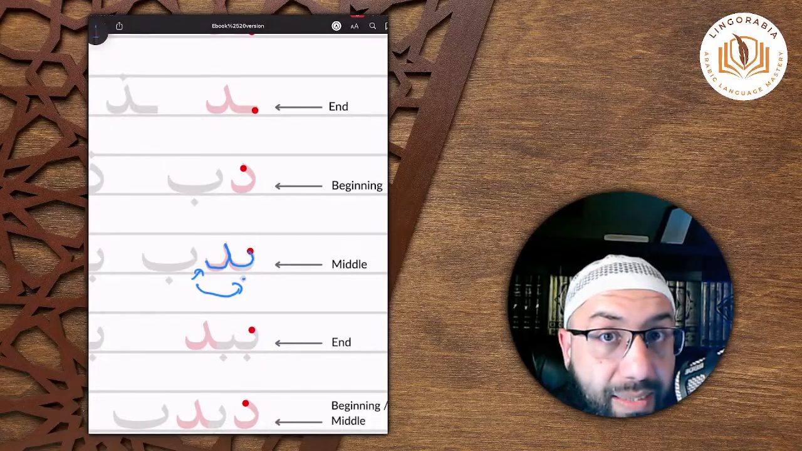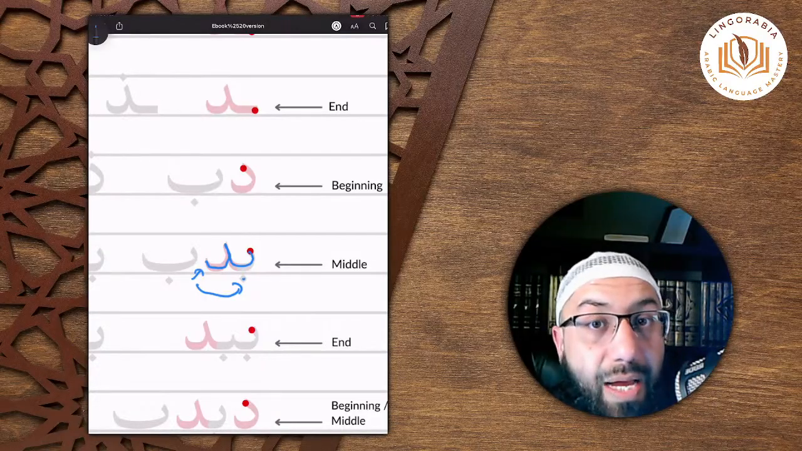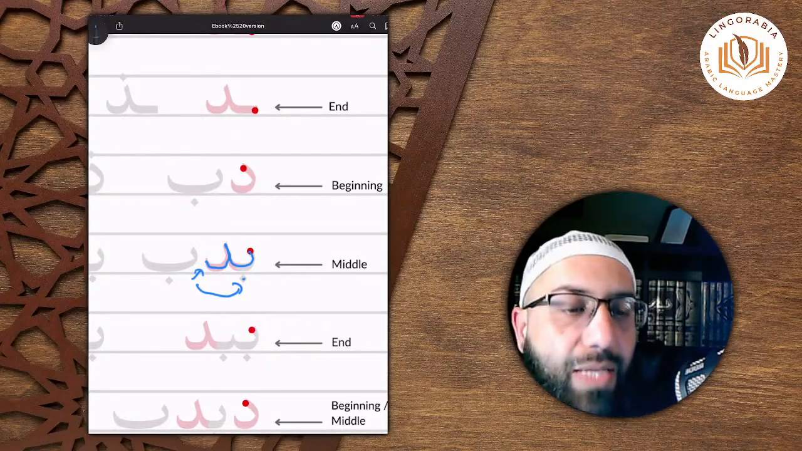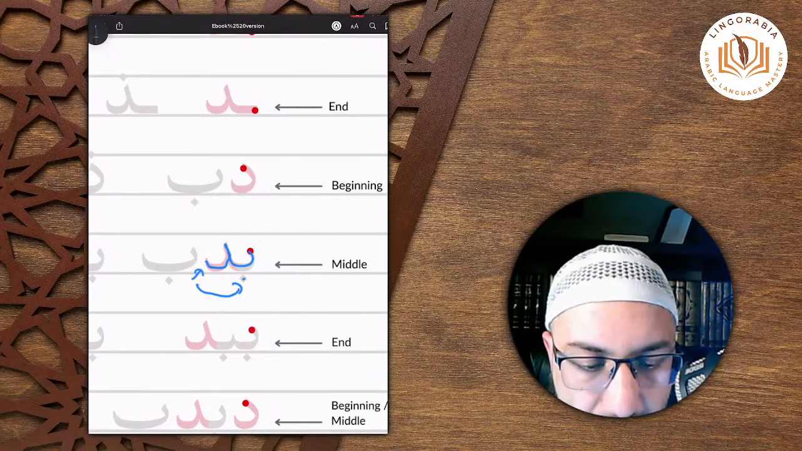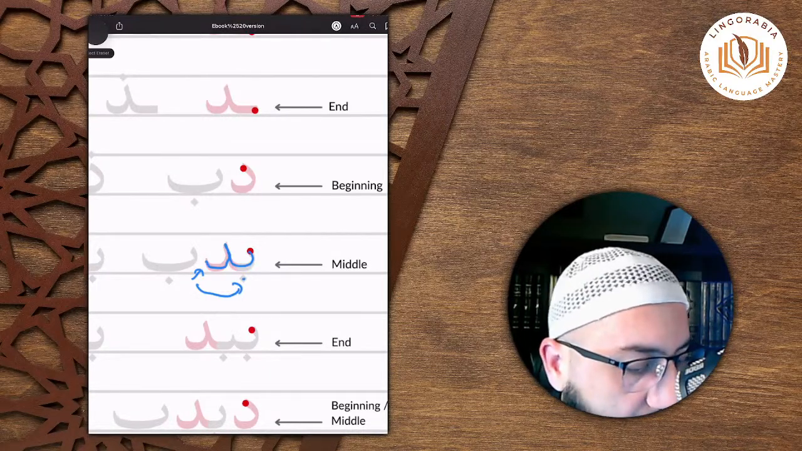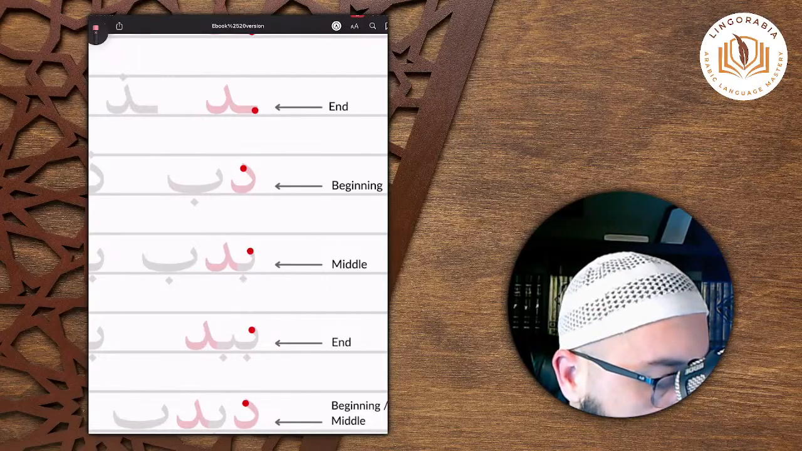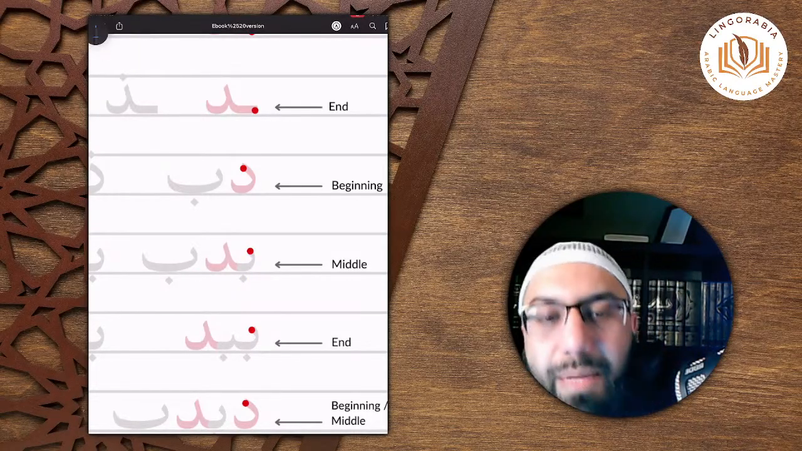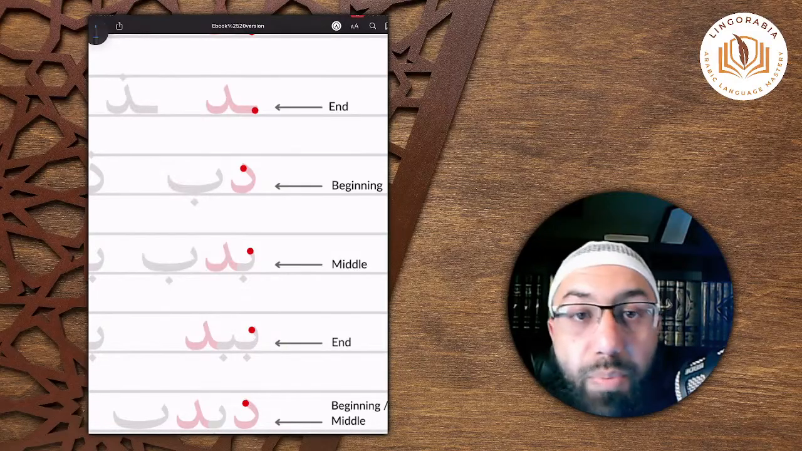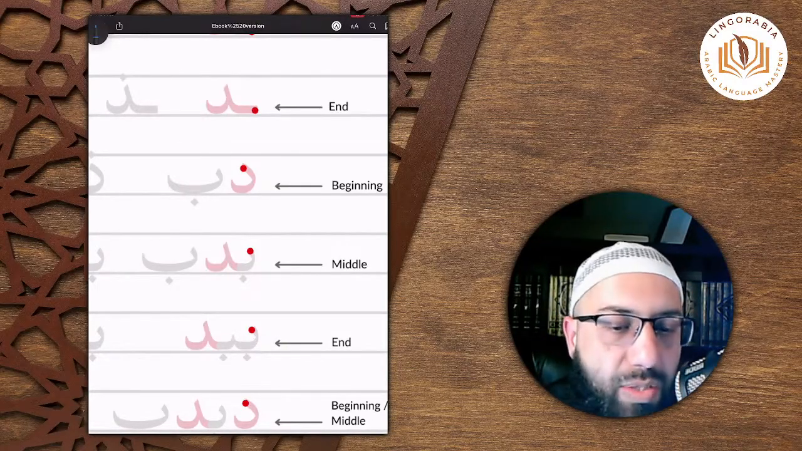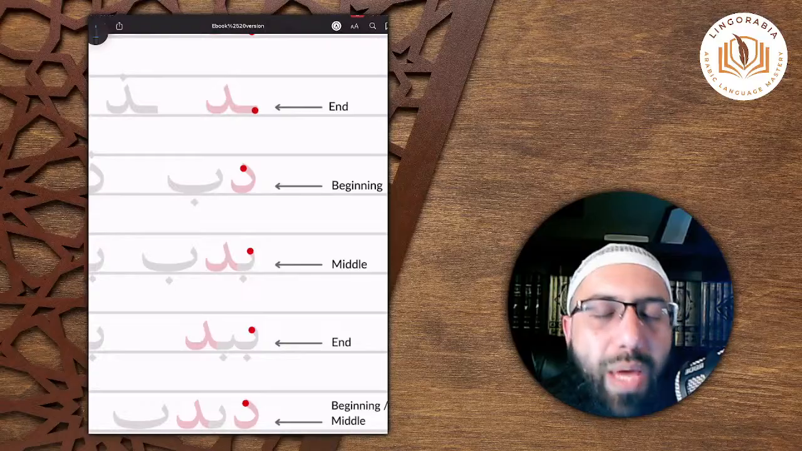You see the ba and the dal. When I write the ba and then the dal, I release and then go back for the dot. This is something that you should keep in mind, because I sometimes see students who keep releasing the pen and putting the dots. Don't do that, because it will take way more effort.